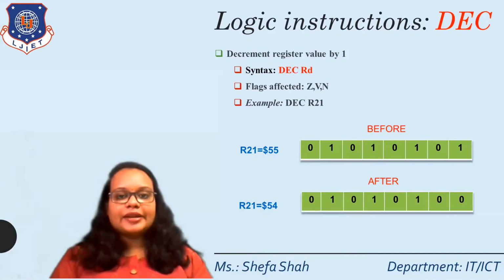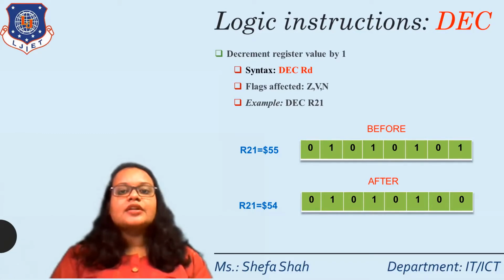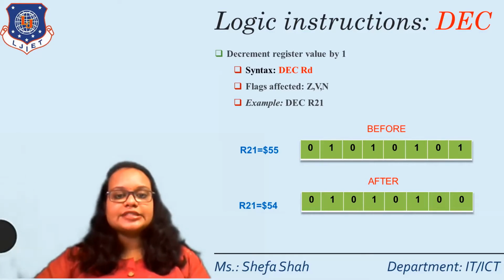Next is decrement. Decrement will decrease the register contents by 1. The syntax is DEC Rd. It is also a one register instruction, and the flags affected are Z, V and N. Now the data in R21 is 55H, which is 0101 0101. Whenever there is an execution of DEC R21, the data 55H is decremented by 1, so the data will be 54H in R21. So this is the logic instruction DEC.